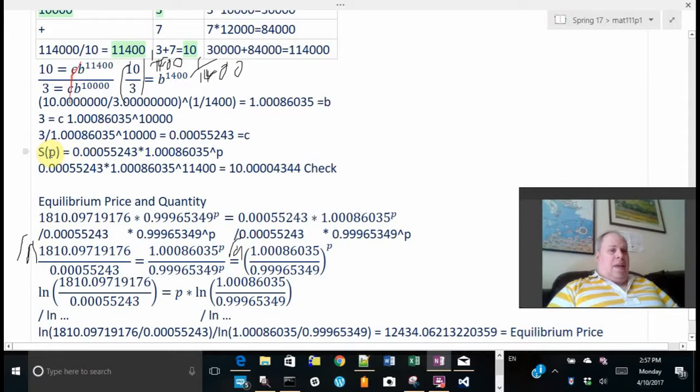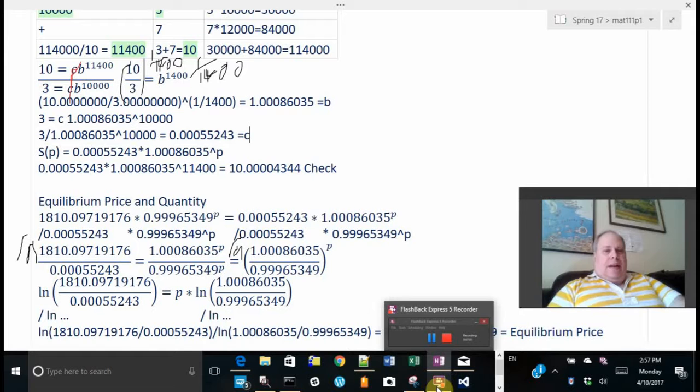Okay, at this point, now I know the supply function. Now, as an easy check, I plug in the higher number. I used 10,000 over here, right? There's the price. Now I'm going to plug in 11,400, and you see, I get 10. So the thing checks. And that is how you calculate an exponential supply function.